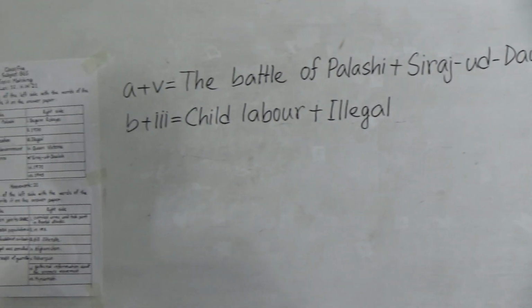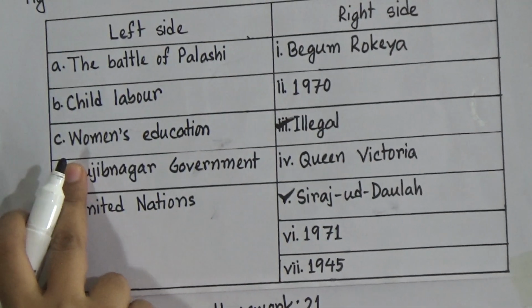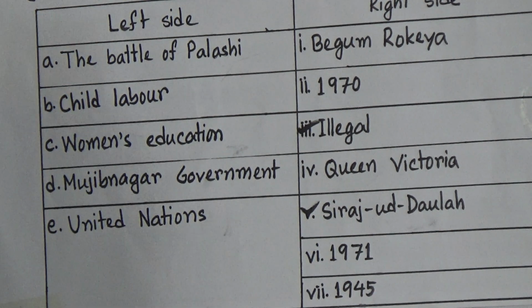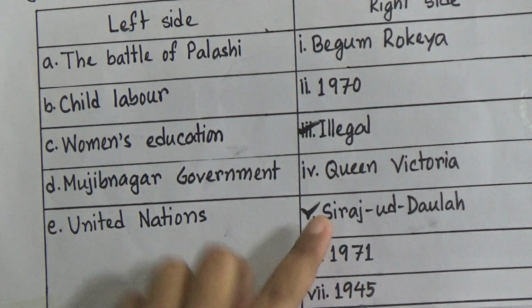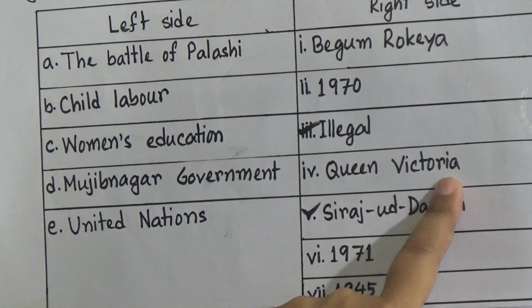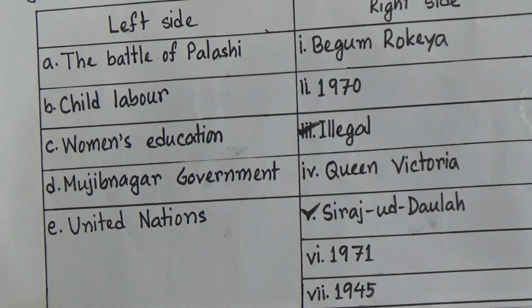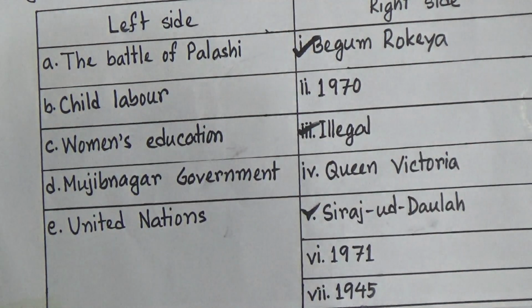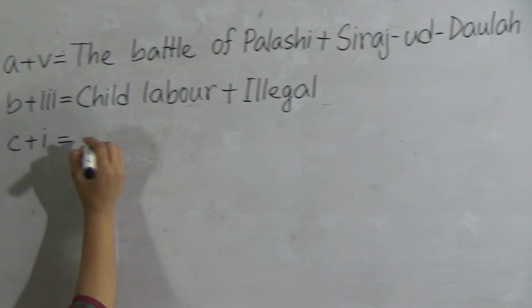Now number C. Okay, we match it. Now number C, women's education. We all know that the Begum Rokeya is the pioneer of women's education. Now look, there is also the option Queen Victoria. So women's education will be Begum Rokeya. It will not be Queen Victoria. Okay, don't be confused. So number C matches with number 1. So we will write here C plus 1.